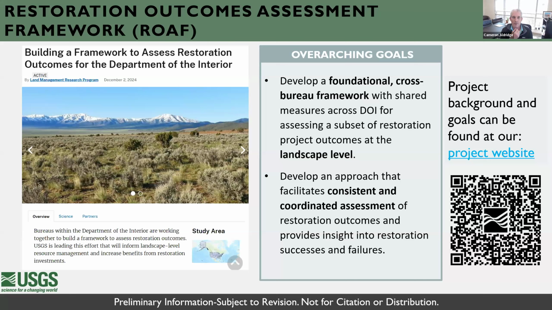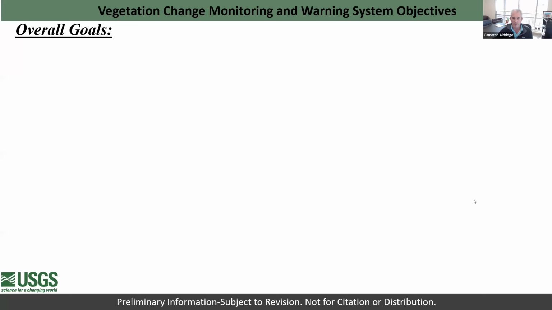There are two main objectives. The first is to build a foundational cross-bureau framework with shared measures across DOI for assessing restoration project outcomes at the landscape level. And the second is to develop an approach that's consistent and has a coordinated assessment of restoration outcomes, so we can look at successes and failures. The webpage for that is there. The vegetation change and monitoring system that we're introducing here will build upon and integrate with this overall effort.